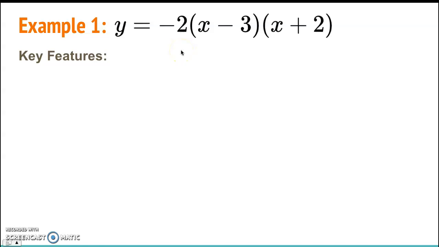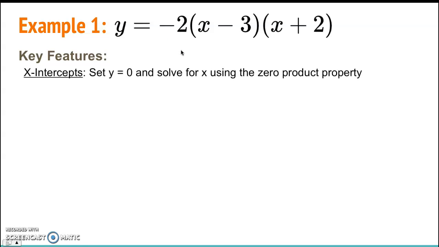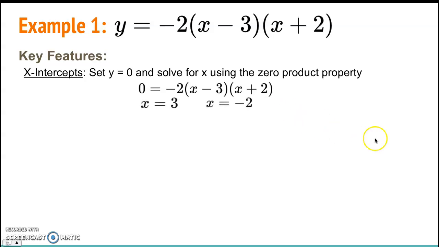The first thing we need to find are the x-intercepts, because that will help us find the vertex. So we set y equal to 0 and solve for x using the zero product property. Recall the zero product property from earlier in the unit: if I set 0 equal to negative 2, that's a false statement, so that negative 2, the GCF factor, gets thrown out. So really what I have is x minus 3 equals 0 and x plus 2 equals 0. So x equals 3 and x equals negative 2.